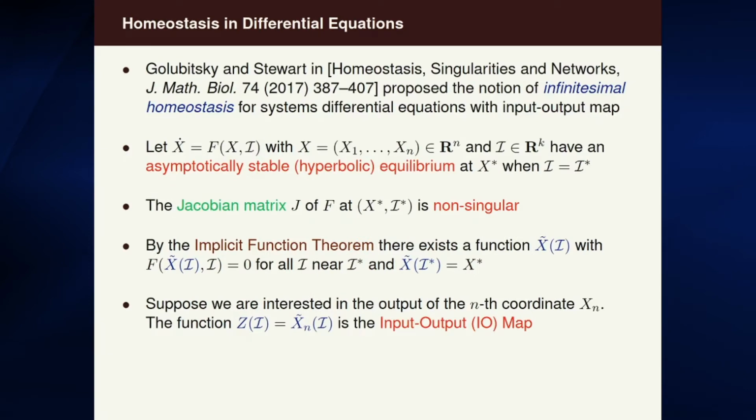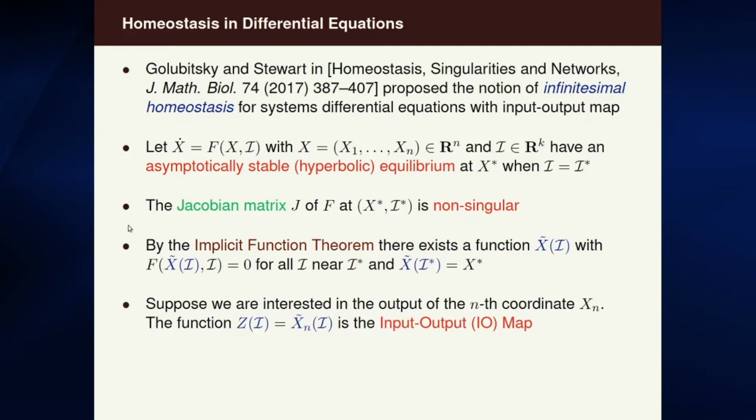So in this paper, Golubitsky and Stewart, Homeostasis, Singularities and Networks, they propose a notion of infinitesimal homeostasis in the context of systems of differential equations with an input-output map. They essentially derived this input-output map from the existence of an asymptotically stable equilibrium. So you can use the stability to produce the input-output map, but then the notion of homeostasis is another condition that has to be assumed.